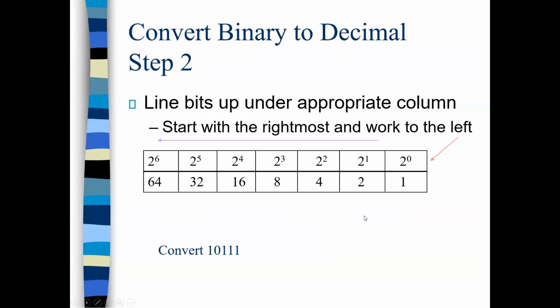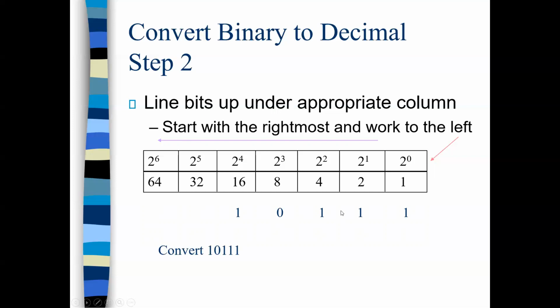Now, the next thing I'm going to do is take my binary number. And in this case, I want to convert the number 10111. And I always want to start with that lowest digit, the least significant digit, my 1s digit, and line those up under my columns. So I would have 1, 1, 1, 0, 1.